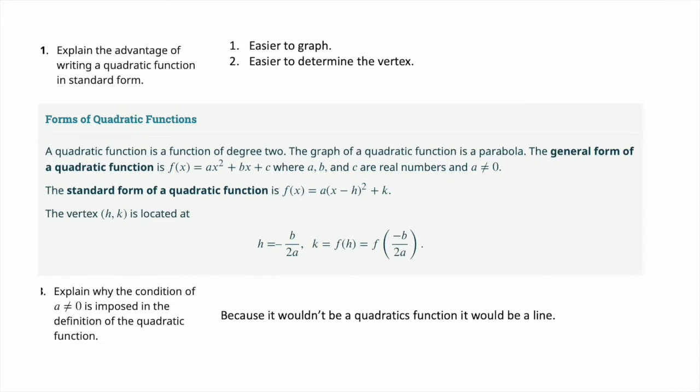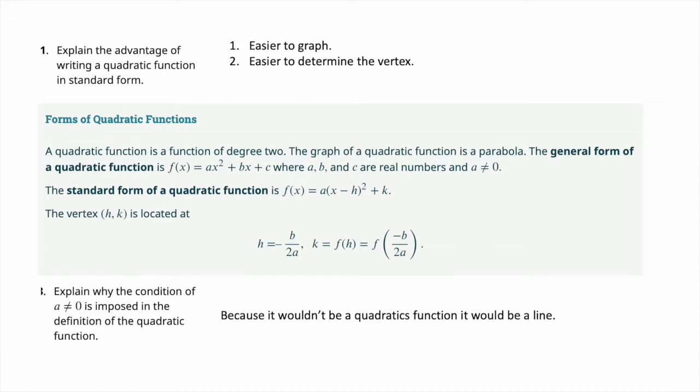What makes the standard form easier is, one, it's easier to graph, because from the stuff we did about translation of functions, you can know how far to shift it over and lift it up and all that kind of stuff. It's easier to do in standard form, because if you have it in general form, you have to convert it into standard form to be able to do that.